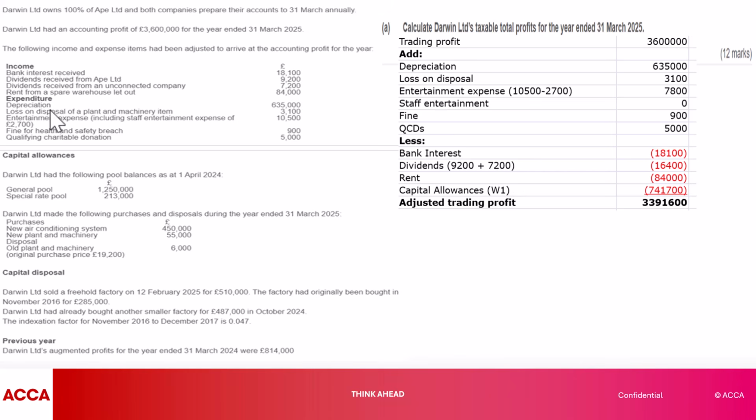So I'll start off with depreciation. Depreciation is a capital expense, so we normally add it back. Loss on disposal is also a capital expense. Revenue expenditure is deductible, but capital expenditure is non-deductible for the purposes of adjusting your trade profits. So we find this is also added back.